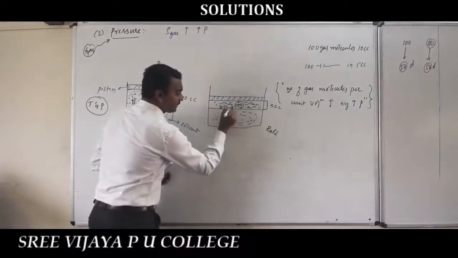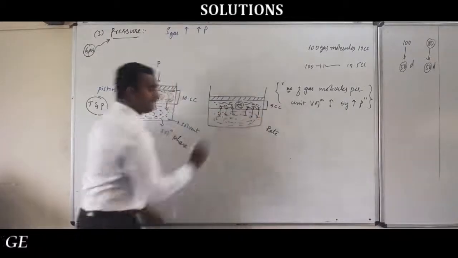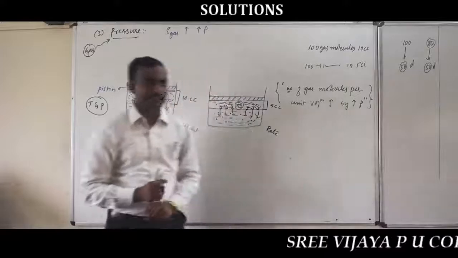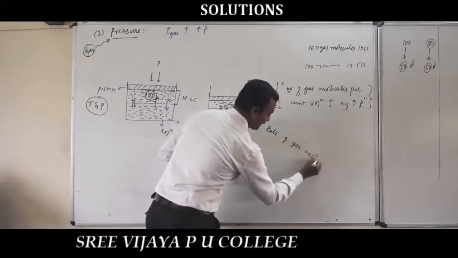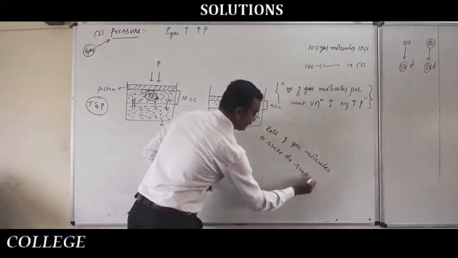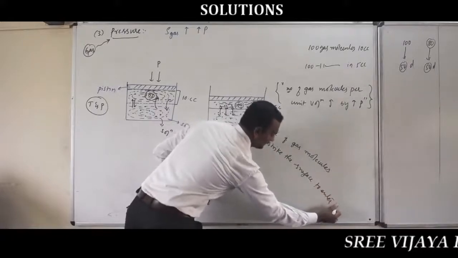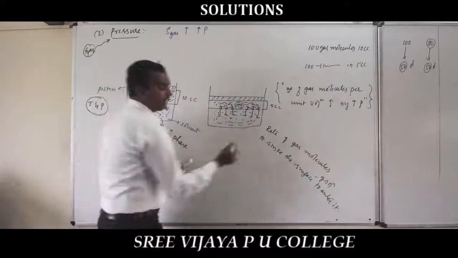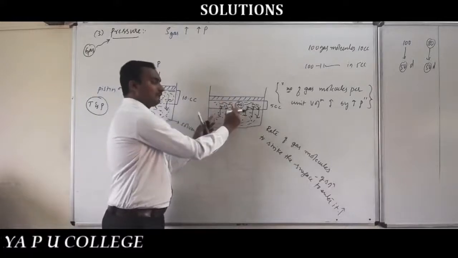The rate of gas molecules which strike the surface of the solution and finally enter into the solution. Observe, so by applying the pressure, what happens? The number of gas molecules per unit volume increases by applying the pressure. At the same time, the rate of gas molecules to strike the surface of the solution to enter it, that is also increasing.